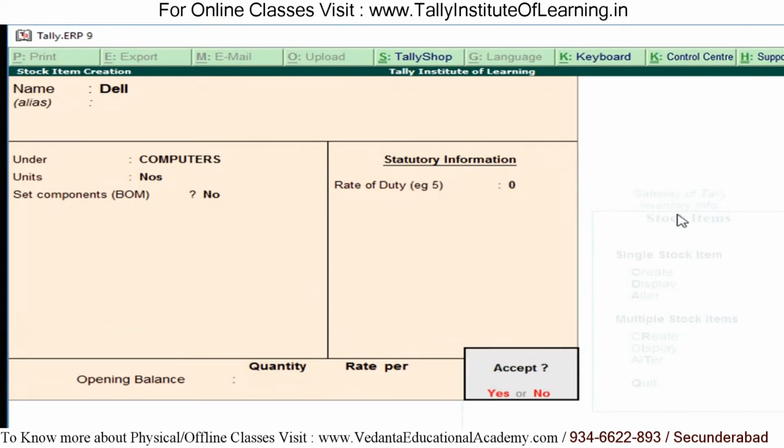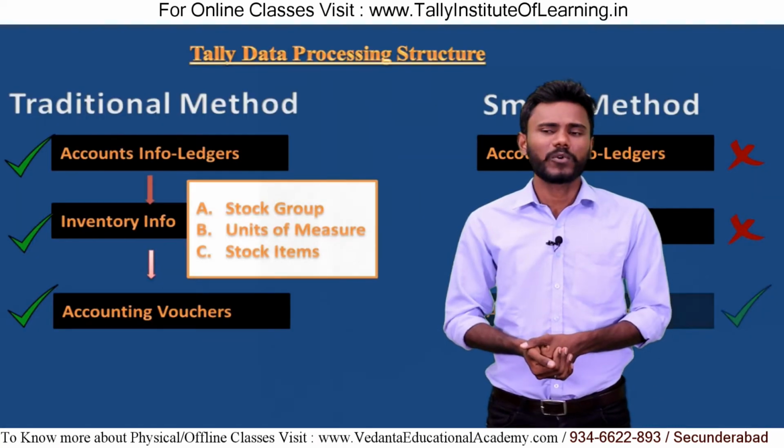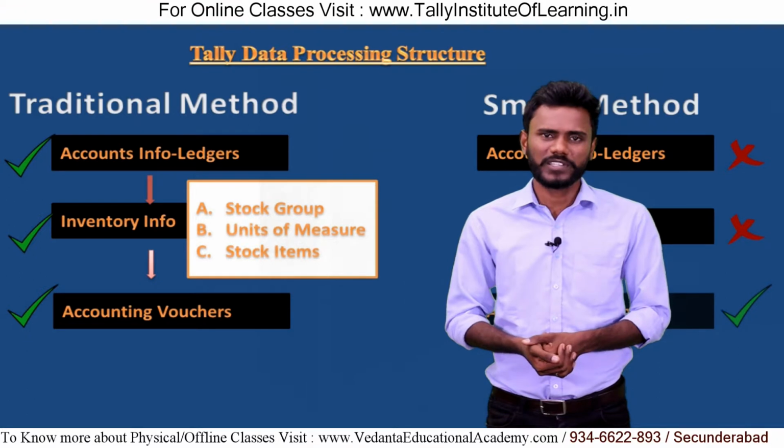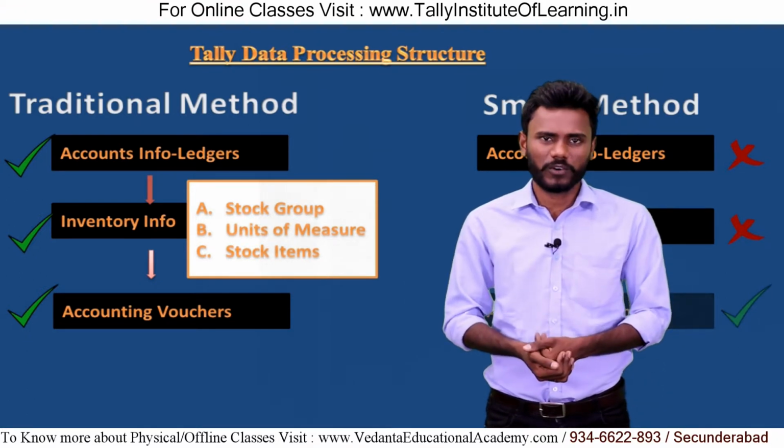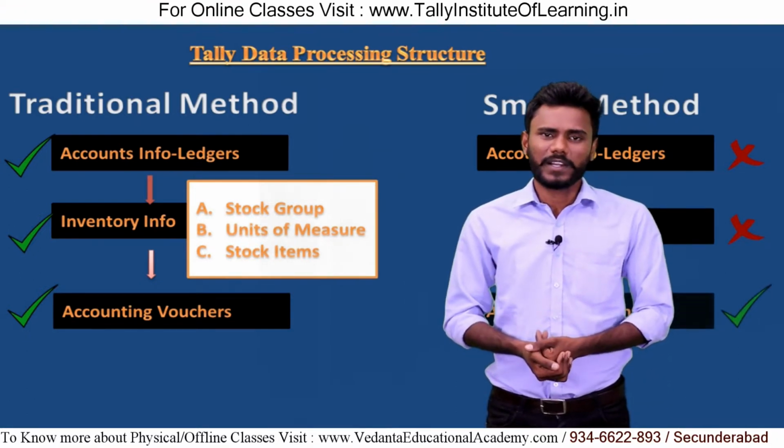And the third one is stock item creation. Here we are going to create all the item names. So this is three elements in total: number A, stock group; number B, units of measure; number C, stock item.